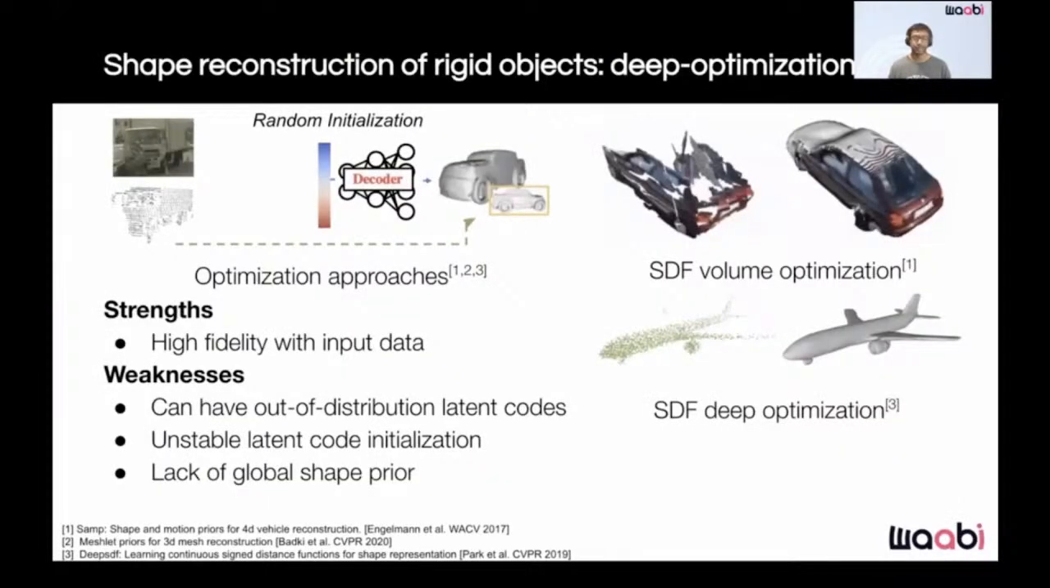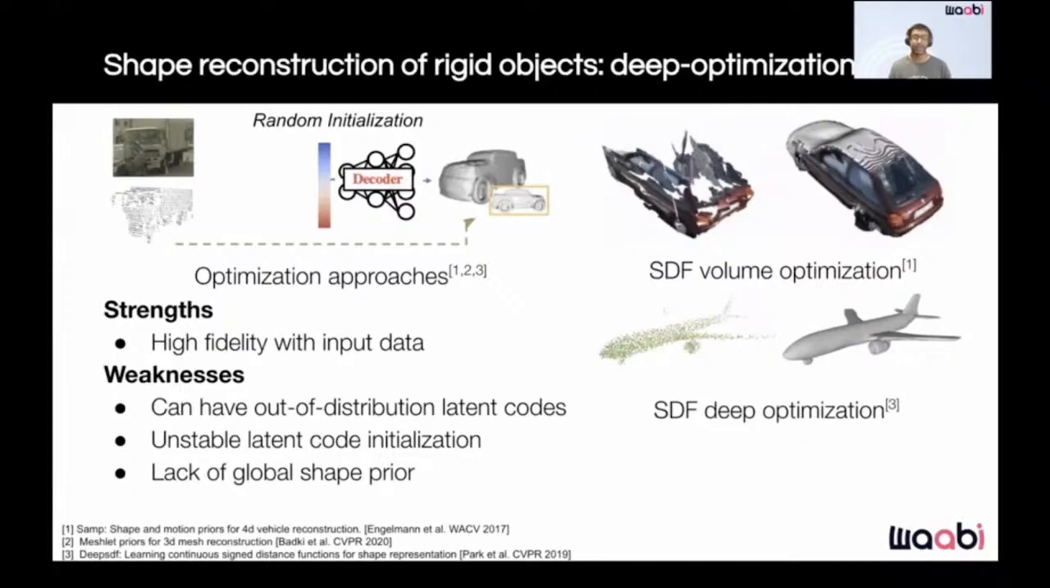Another way to tackle shape reconstruction is to leverage optimization algorithms that fit an object representation to the sensor observations. Deep optimization-based approaches generally deploy an auto-decoder framework, where a latent code or network is iteratively optimized at test time according to sensor data, ensuring high fidelity with the input observations.